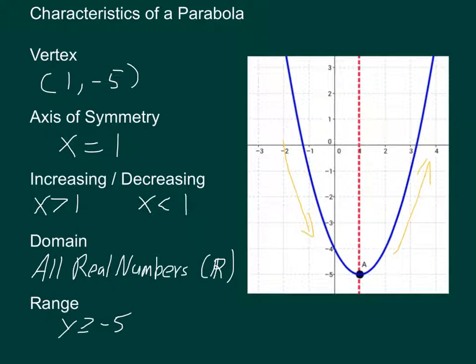It can be any y value higher than -5, and based on this point here, the vertex, I can actually be at -5. So those are the characteristics of the parabola. Hope this was clear.